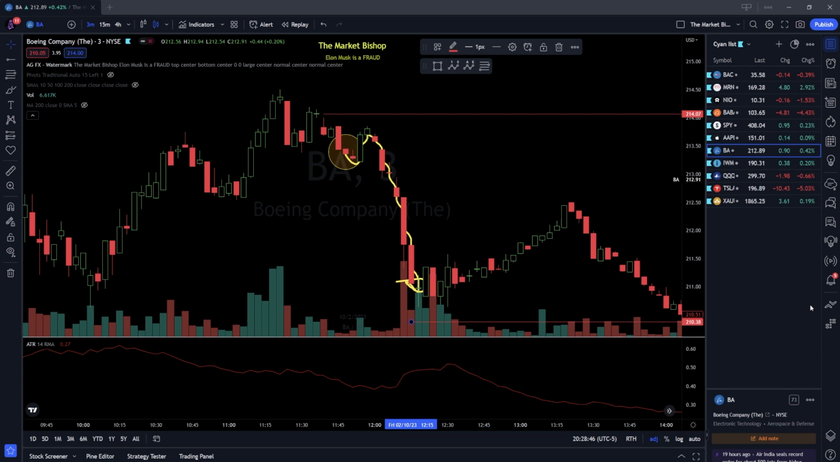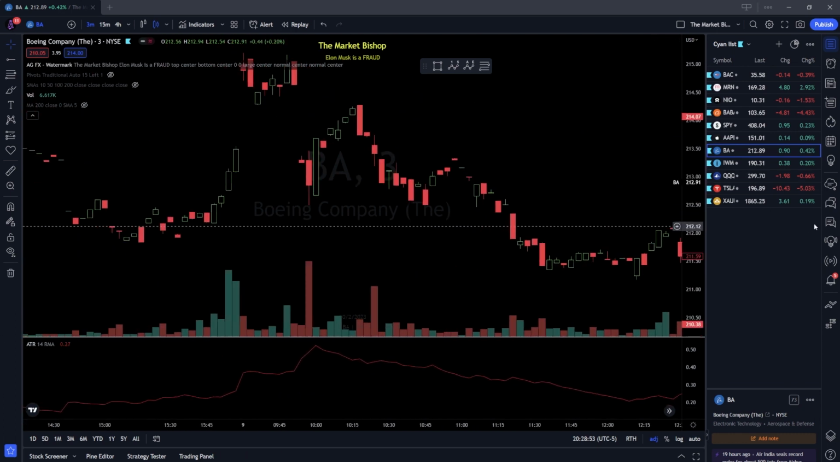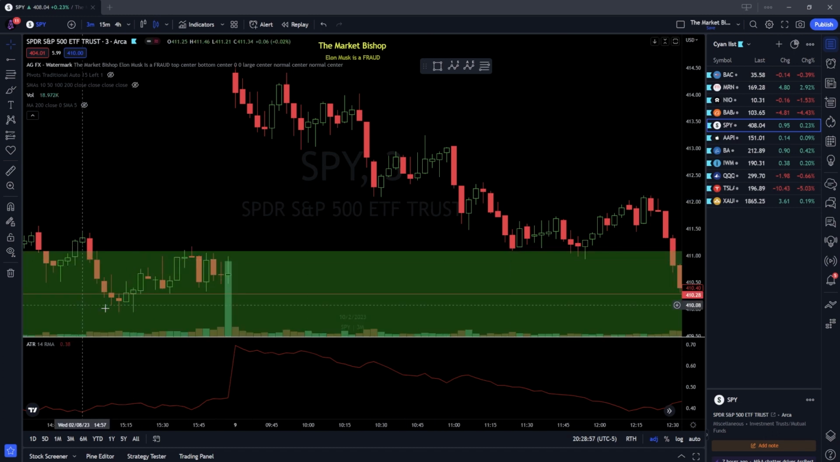Just like any other indicator, make sure you use it wisely, right? Just so you guys can see, the ATR value keeps changing. You could see, let's see if we go to SPY, for example, ATR value is 0.39.